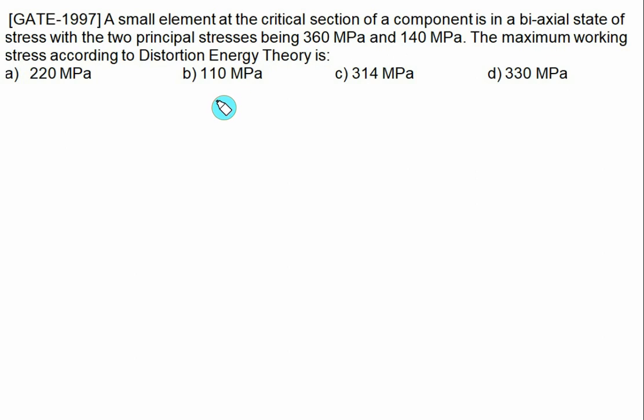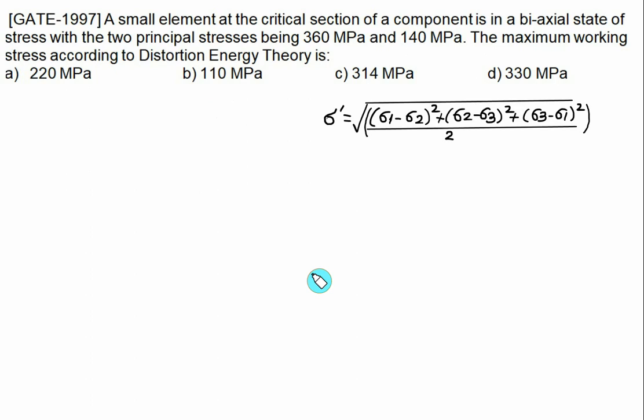According to the distortion theory, the maximum working stress is given by the von Mises stress, which is given as under root of (sigma 1 minus sigma 2) whole square plus (sigma 2 minus sigma 3) whole square plus (sigma 3 minus sigma 1) whole square, divided by 2. So we'll assign the maximum positive value sigma 1 is equal to 360. Sigma 2 is equal to 140. Since both values are positive, sigma 3 will be the lowest possible value that is equal to 0. And all these values we have given in megapascal. So just substitute and solve this.